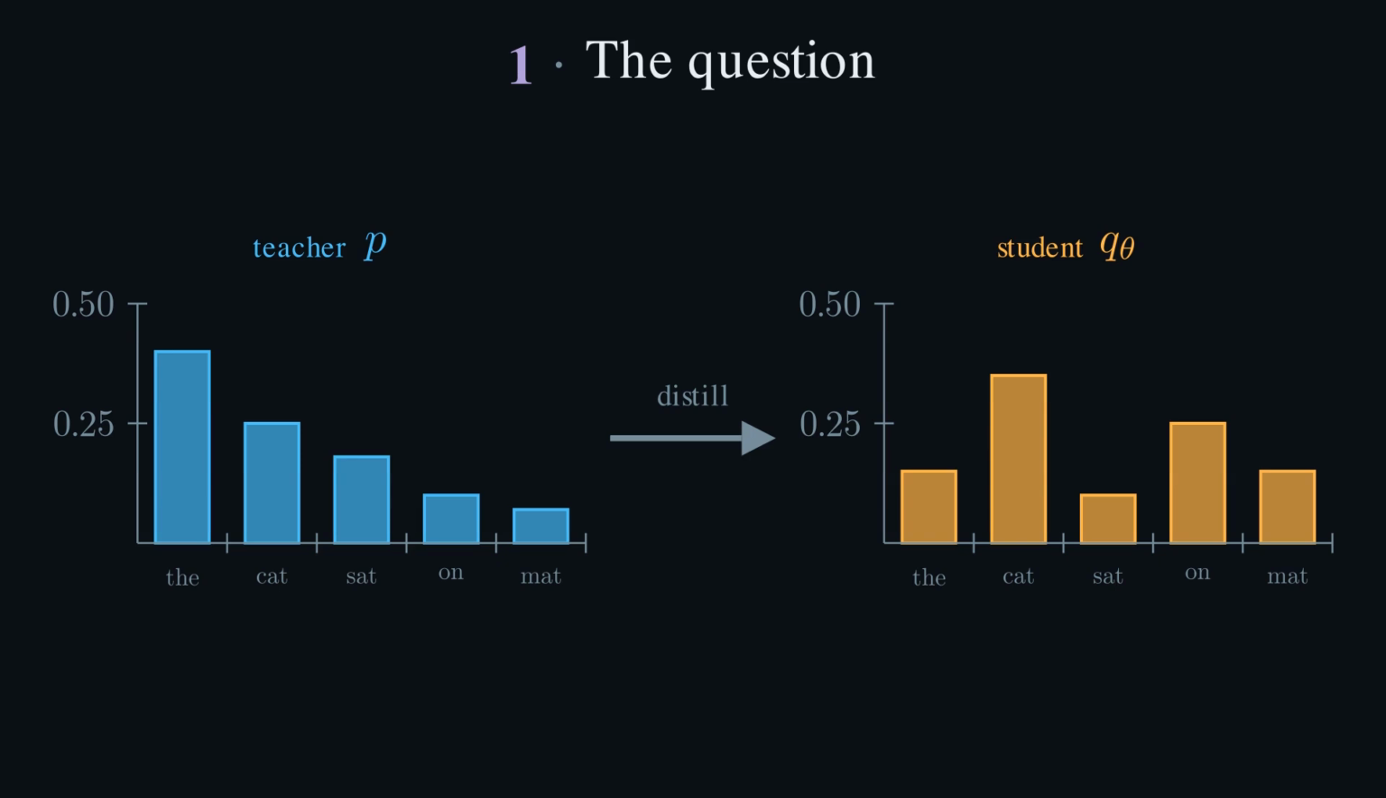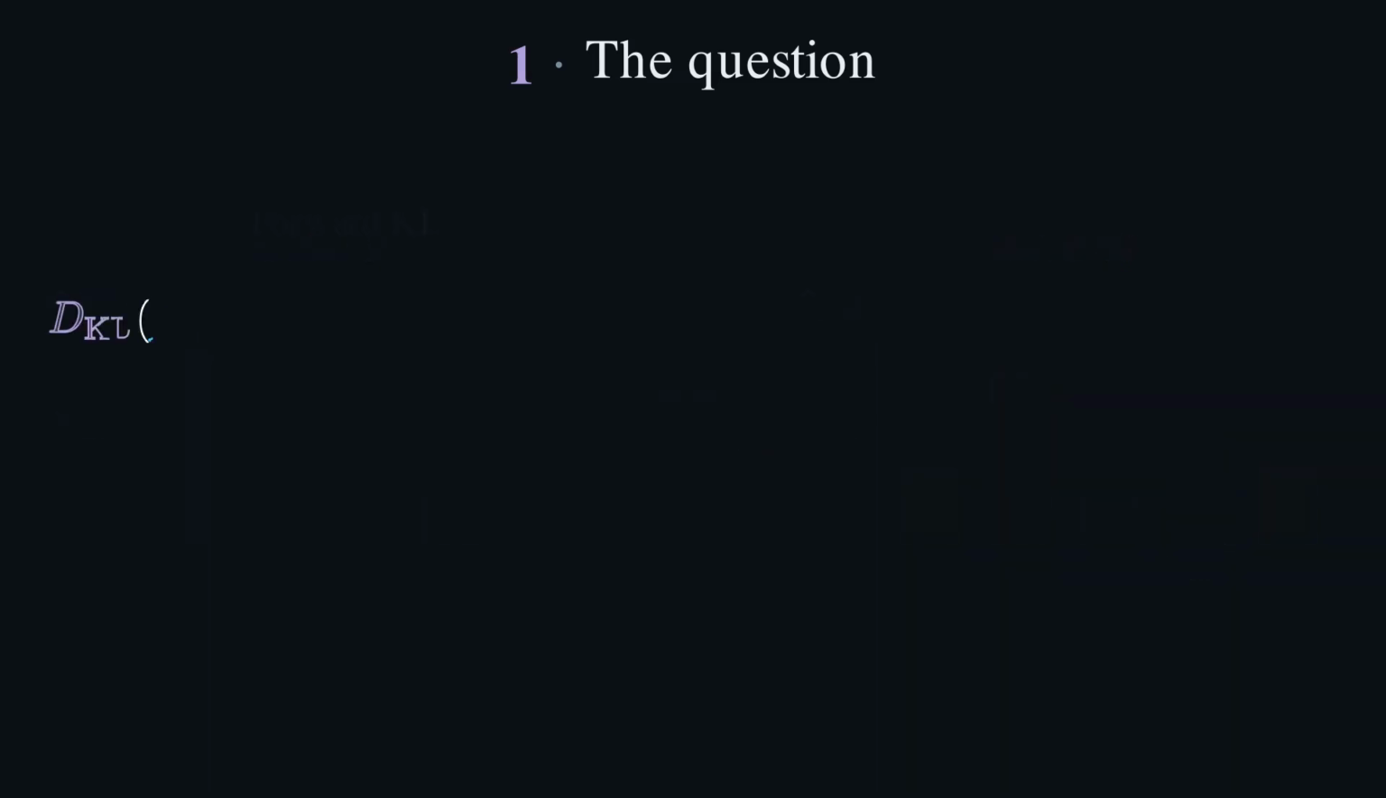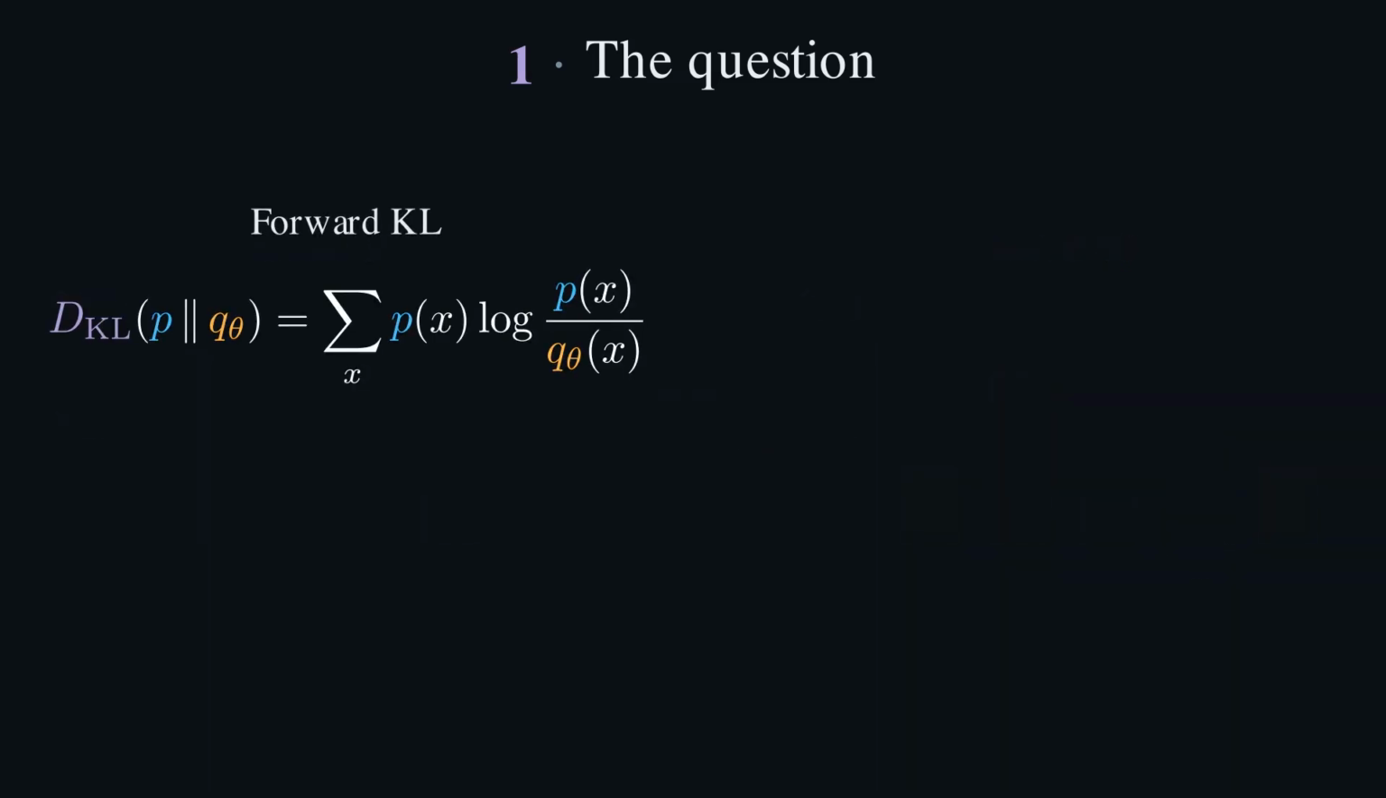In distillation, we have two distributions and we want to make the student match the teacher. The question is, which objective should the student minimize? And this is where we can introduce KL divergence. There are two different KL divergences.